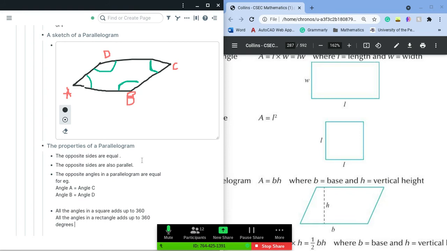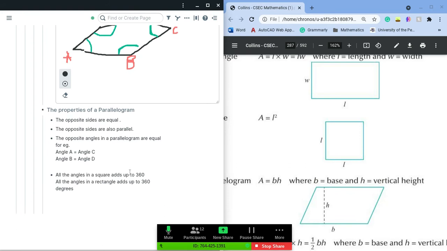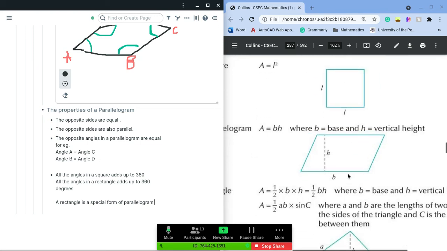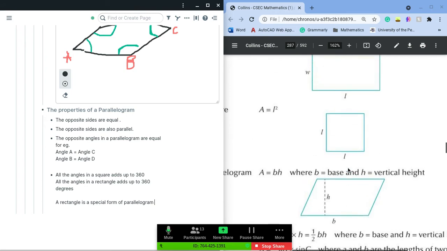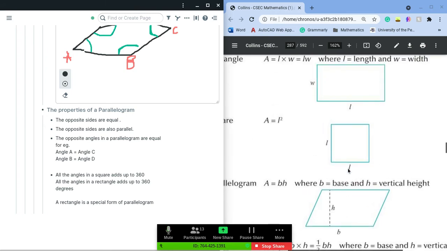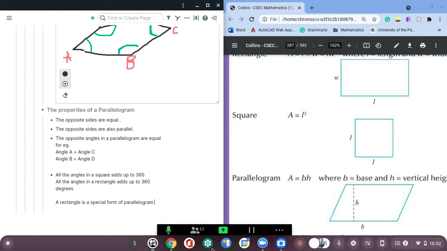Excellent. So really and truly, we can make the assessment that a rectangle is a special form of parallelogram. Isn't that true? Look at it. I have two sets of parallel lines running across, above and below, and then I have two sets of parallel lines again running across from each other. Right? The only difference is that a parallelogram is slanted. You see that? So a rectangle is a special form of parallelogram.